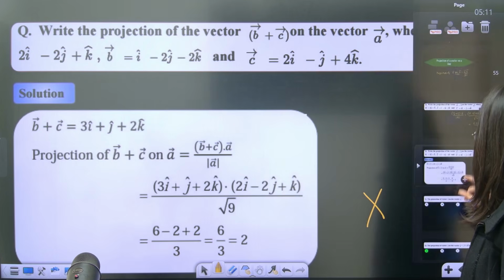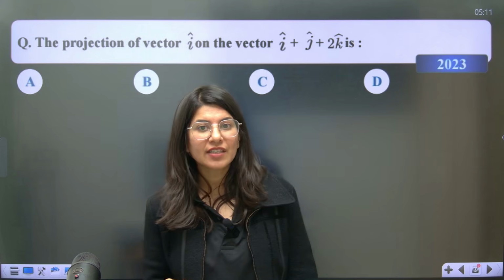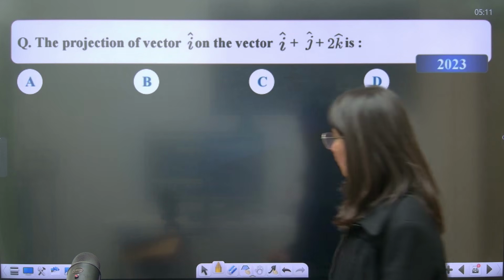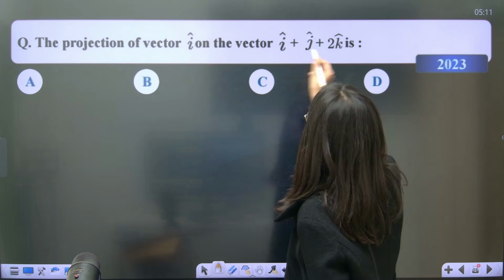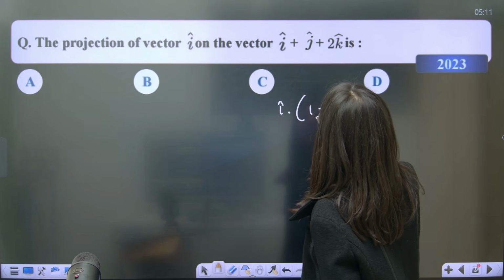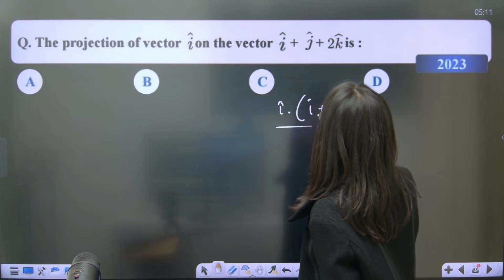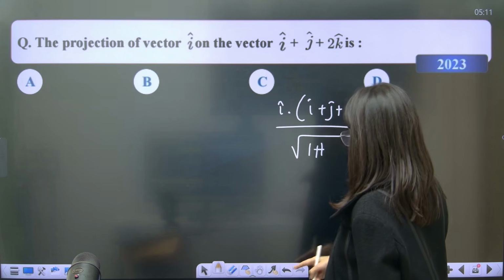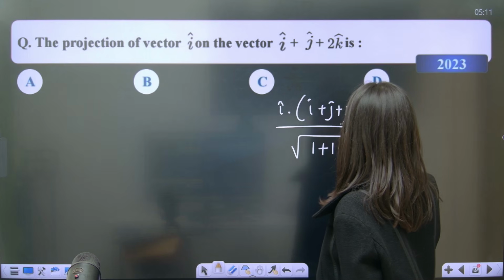Some calculation mistake. Now, another question of the same: projection of vector i cap on the vector i plus j plus 2k. Okay ma'am, let's do it. I cap ka dot karo. So again, direct formula, i cap dot i plus j plus 2k, correct? Upon square root of 1 plus 1 plus 4.